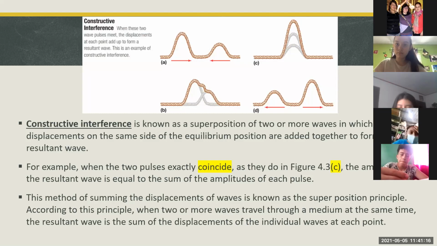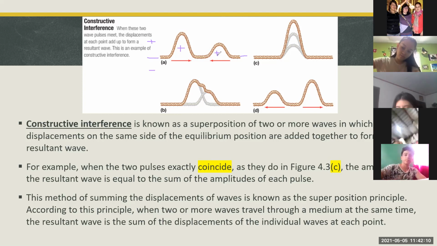Okay, so constructive interference is known as a superposition of two or more waves in which displacements on the same side of the equilibrium position are added together. In other words, here the two waves are on the same side. This is the positive side of my wave trace, and that's the negative side. As you can see, the two waves have positive amplitudes, and they are positive because they are above the equilibrium position. Remember, when the rope is at rest, not moving up or down, we say that is the equilibrium position. And because the two waves are above the equilibrium position, we say that those waves are positive waves.